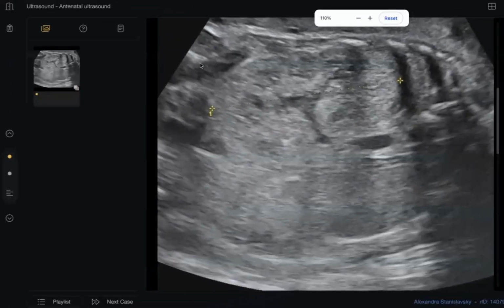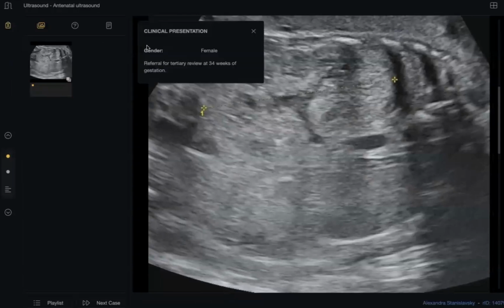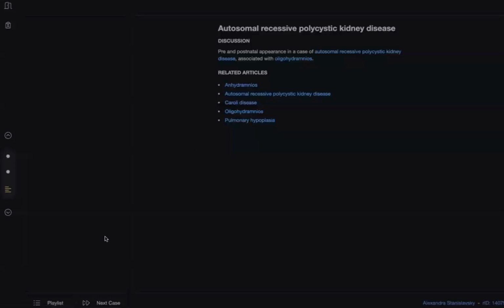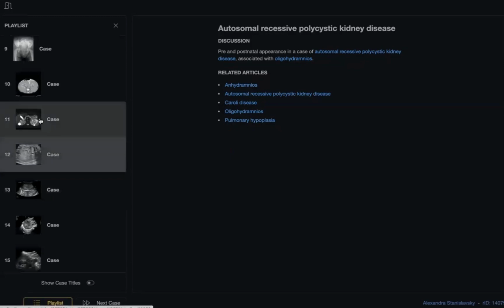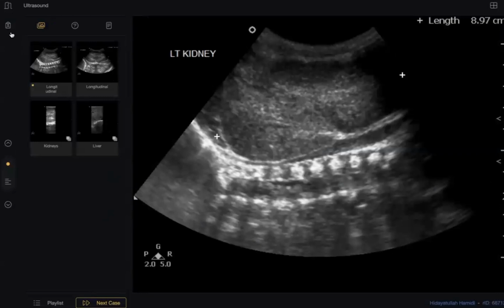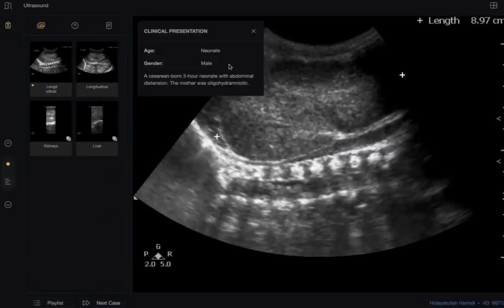Good evening, I'm candidate 12. Good evening. Female patient who was referred for tertiary review at 34 weeks of gestation. Another case: neonate male, cesarean born, 3 hours old, with abdominal distension.